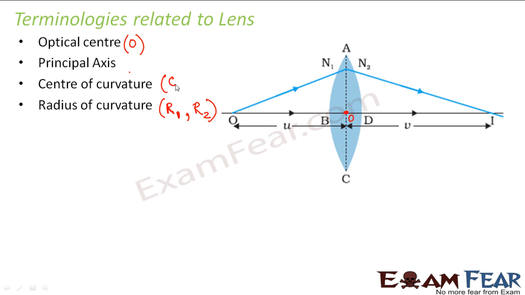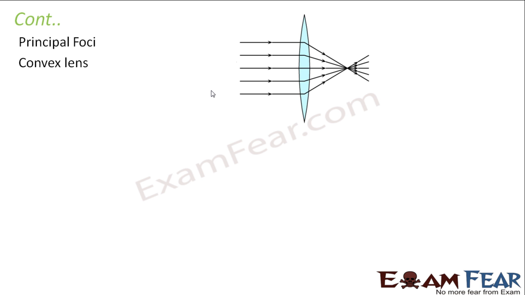Similarly, center of curvature is denoted by C1 and C2 because we have two centers of curvature, two radii of curvature. That is why we have denotations for two. Next is principal focus. So what is principal focus in case of a convex lens?